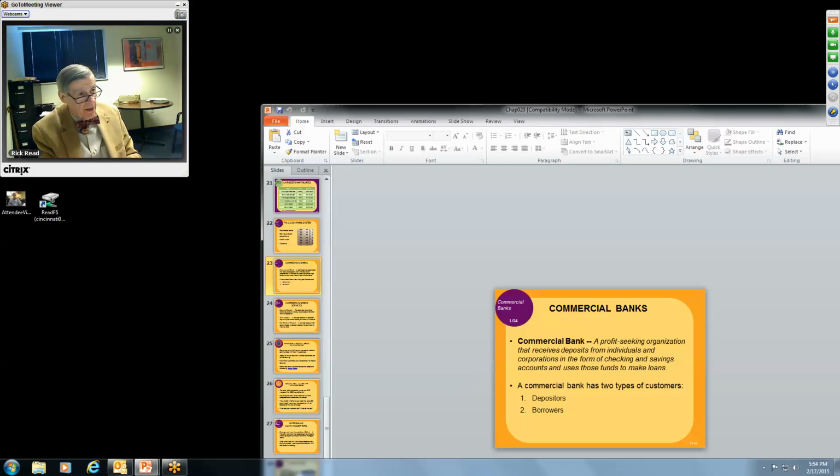Commercial banks have two kinds of customers, depositors and borrowers. Obviously, they can be the same person. A person deposits money, and at the same time has, for instance, a mortgage loan. The bank that we have our mortgage with, we also have a savings account with. So we're both a borrower, because we borrowed that money some years ago, and also a depositor.